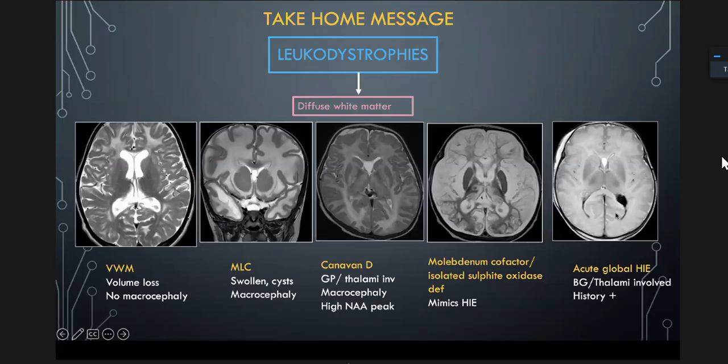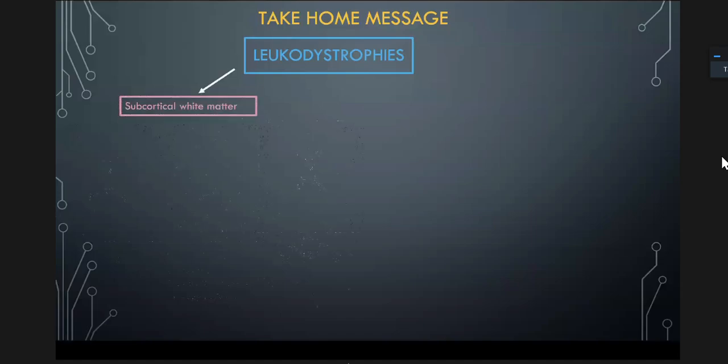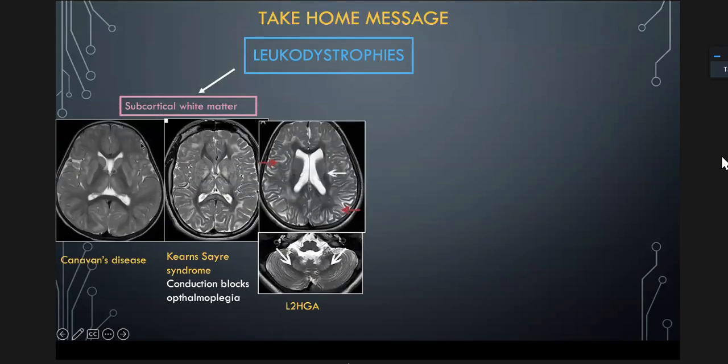History is extremely important here, and there is involvement of the basal ganglia, thalamus, and the entire supratentorial brain. Coming to subcortical involvement, as I mentioned before, these are rare. So here we had this one case of Canavan's disease where it started with involvement of the subcortical white matter, and again, see there is involvement of the corpus striatum, thalamus, and also this child had a big NAA peak. So that confirmed it to be Canavan's.